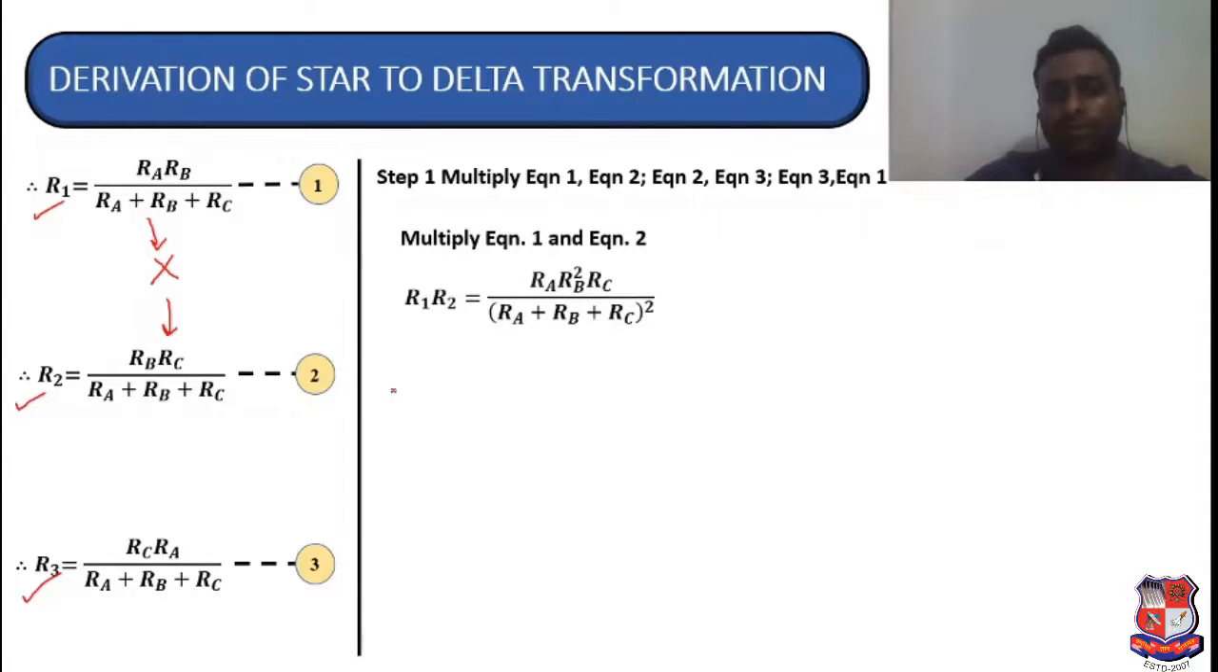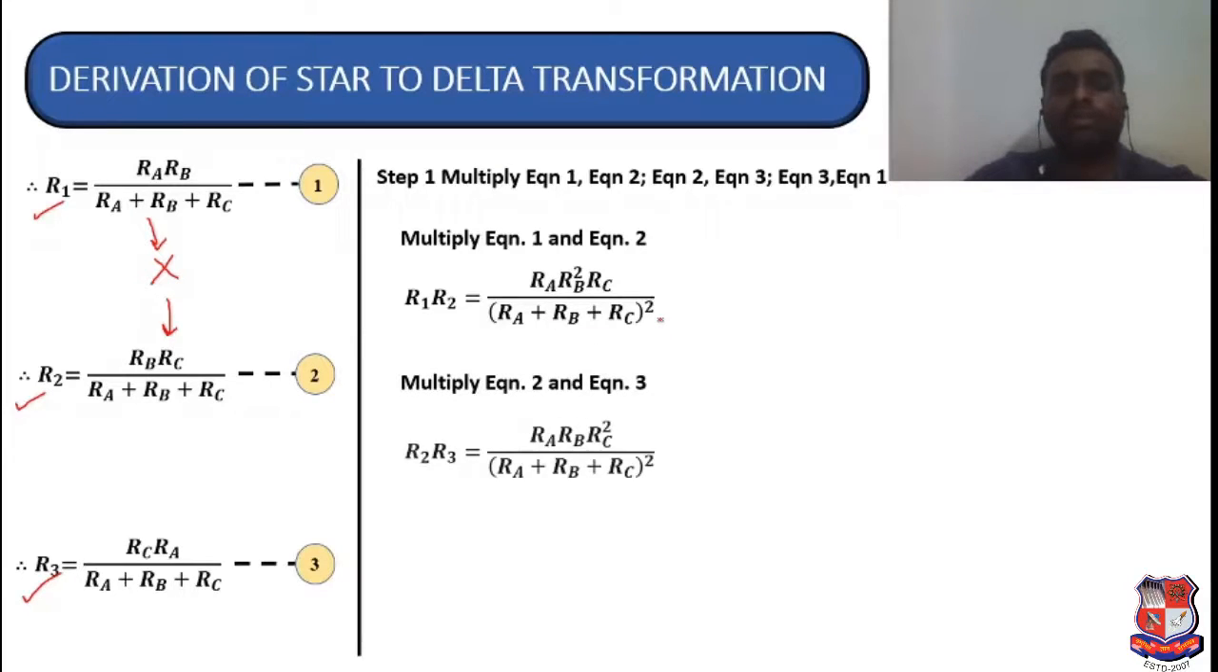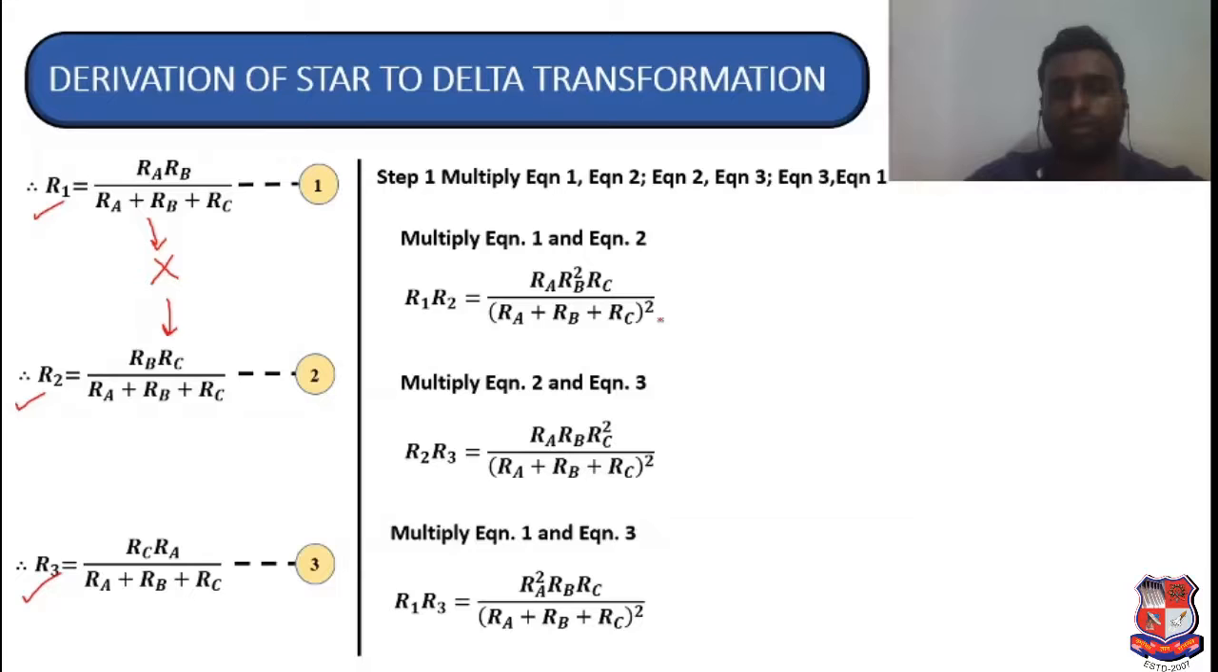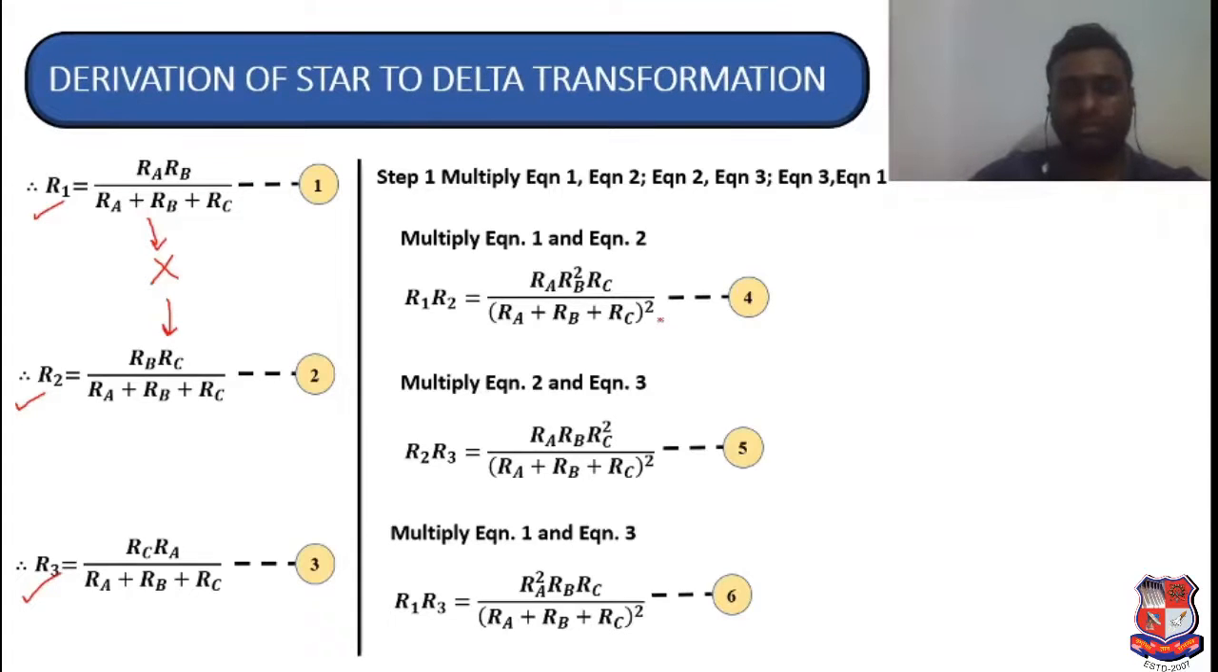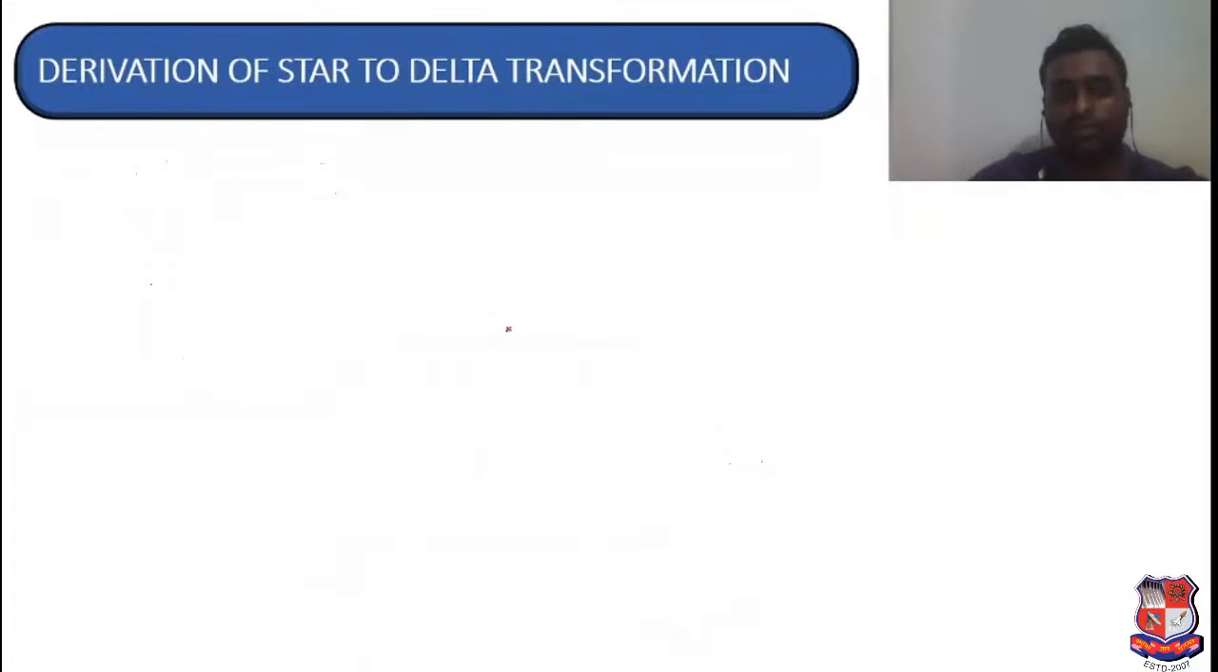Multiplying equations 1 and 2 will give us this value. Because RB and RB are the same, it will be RB square, and the denominator also gets squared. Similarly, equations 2 and 3 will be multiplied to give us this value, and equations 1 and 3 will be multiplied to give us this value. Let us give these as equations 4, 5 and 6. This much is clear, I think. It is very simple. You just need to multiply the results of delta to star transformation, and you obtain the product of these resistances of the star connected circuit. So we will solve further.